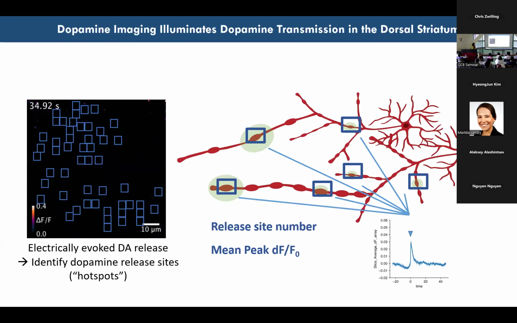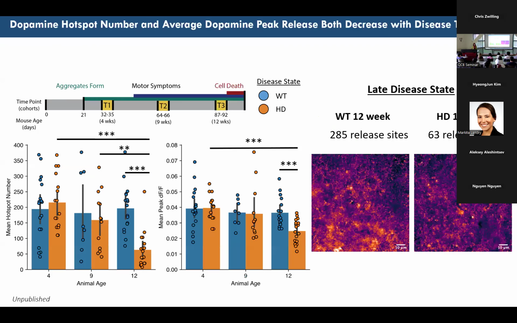All right, so again, looking at this example video, what we're looking at here is no longer this ensemble average video of how much dopamine release might change, but rather looking at those metrics of the number of individual release sites and how strong each of those release sites is turning on, which is a proxy for the amount of dopamine at each release site.